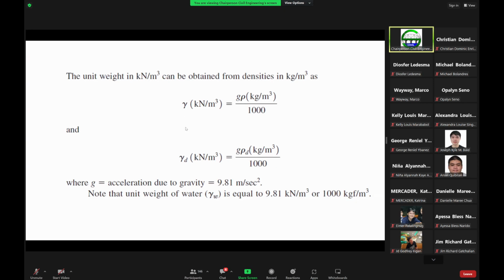The same for the dry unit weight. It is just equal to the dry density times the acceleration due to gravity. So the dry density is in kilograms per cubic meter, multiplied by meters per second squared. Kilogram meter per second squared becomes newtons, which is a unit of force. I hope you can see my cursor. You now have newtons per cubic meter. Divide that by 1,000 and that will give you kilonewtons per cubic meter.